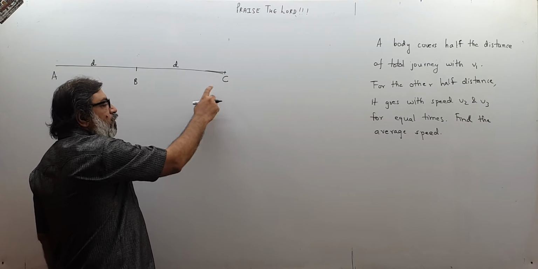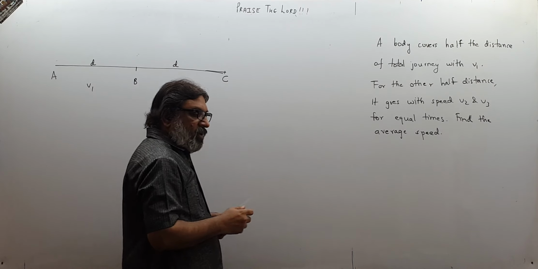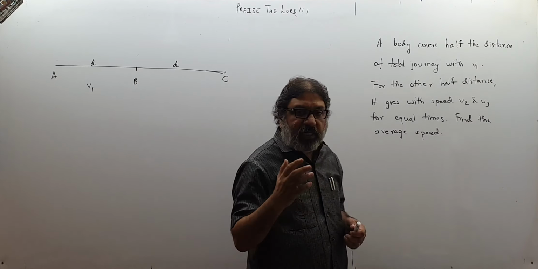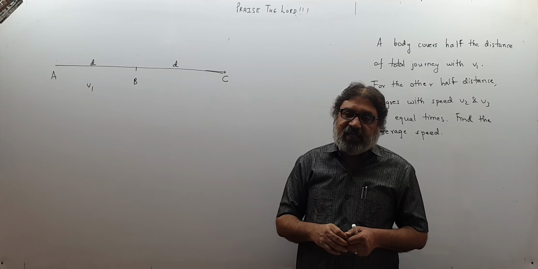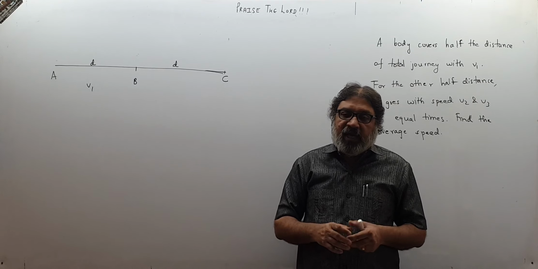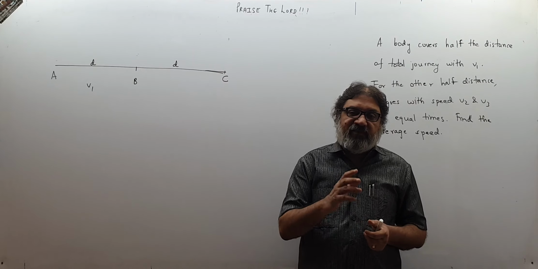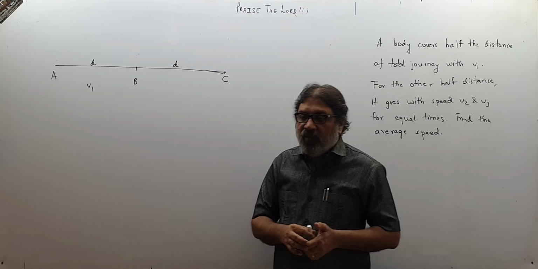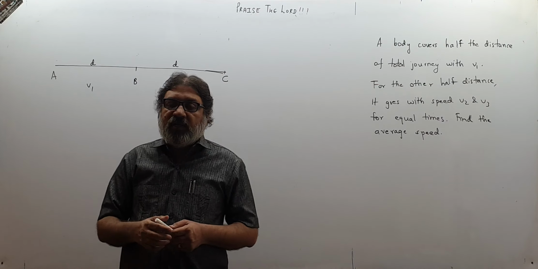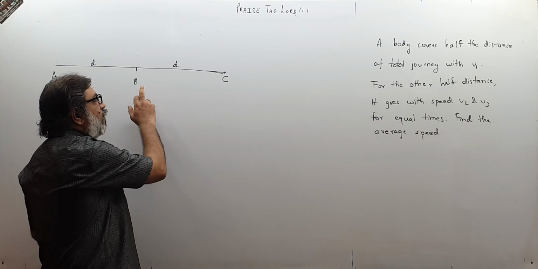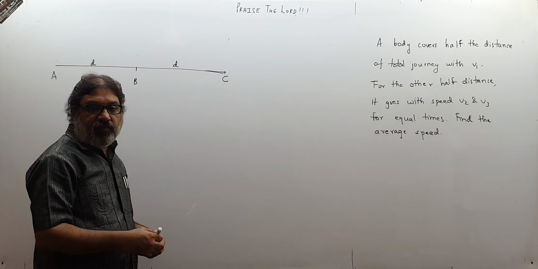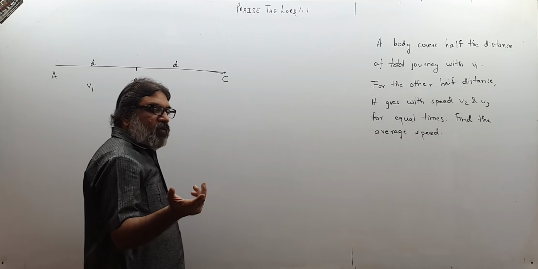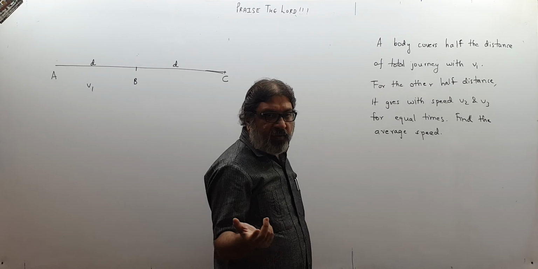So whatever time was taken from B to C, half the time it travelled with speed v2 and half the time it travelled with speed v3. So now times are equal, t and t. The body is taking equal time from B to C, t and t time. But speeds are different, v2, v3. So distance won't be equal, as we saw in the previous sum.